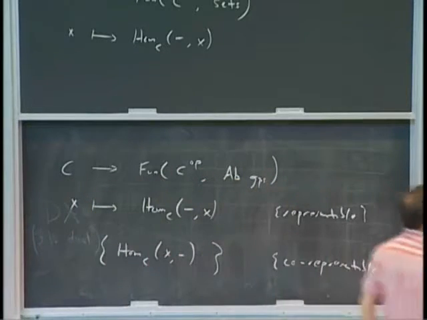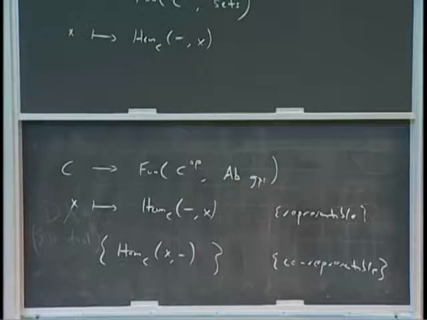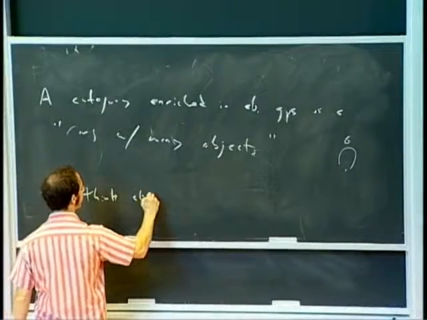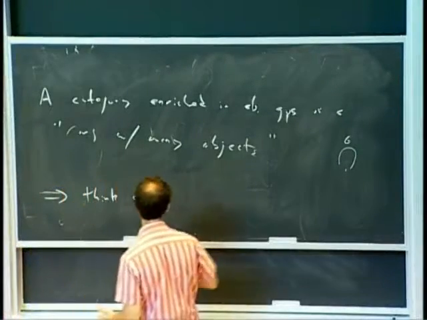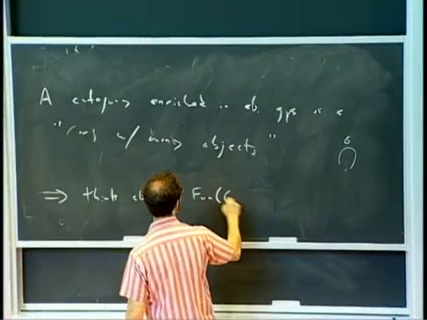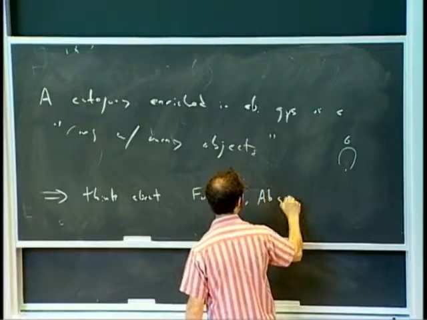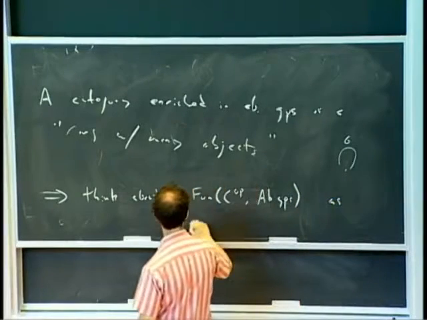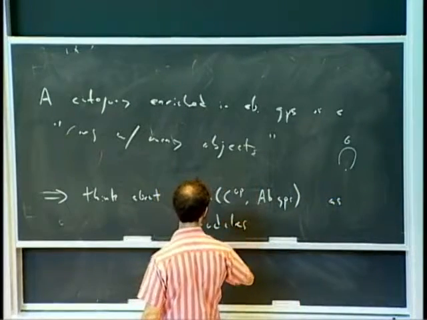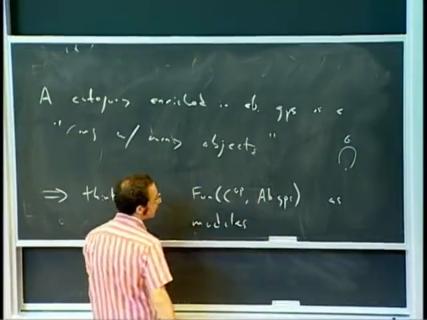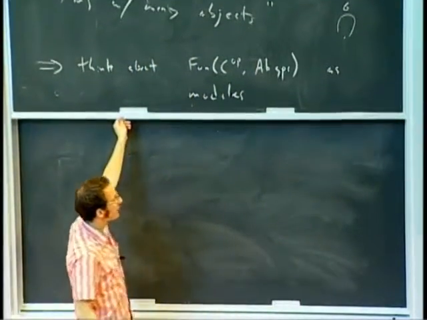Okay, so this suggests, if you think about functors from C op to abelian groups, as modules. Okay, so we're going to come back to that perspective and make it precise.